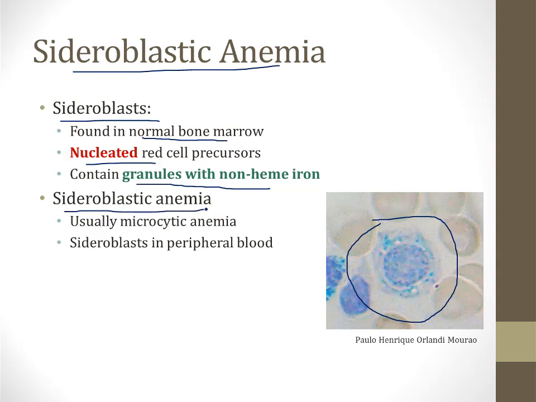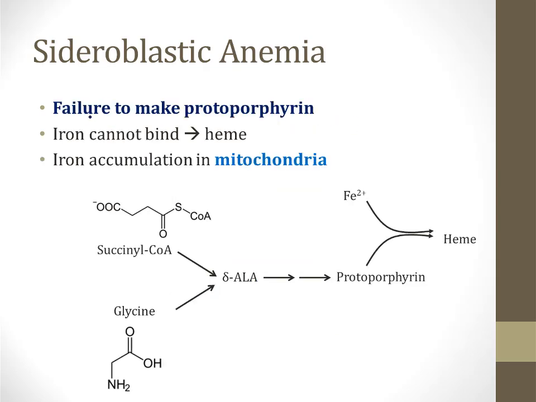So a sideroblastic anemia is usually a microcytic anemia where you see sideroblasts in the peripheral blood. They should not normally be found in the peripheral blood. They are normally found only in the bone marrow. Sideroblastic anemia occurs when there's a failure to make protoporphyrin inside of red cells and red blood cell precursors. When this happens, there's no protoporphyrin for iron to bind to form heme, therefore iron accumulates in the mitochondria and that leads to the formation of sideroblasts.